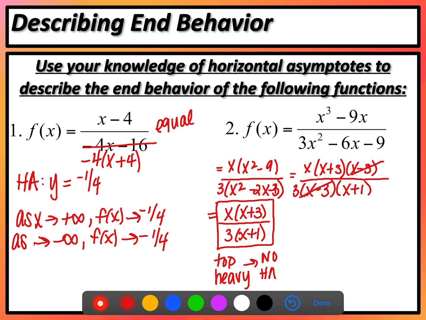And top heavy has no horizontal asymptote, which means that we're going to look at the graph of this function. Okay, so if you want to take a minute and pause your video, get your function typed into your grapher and see what it looks like.